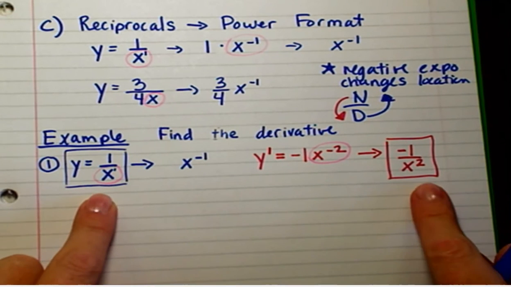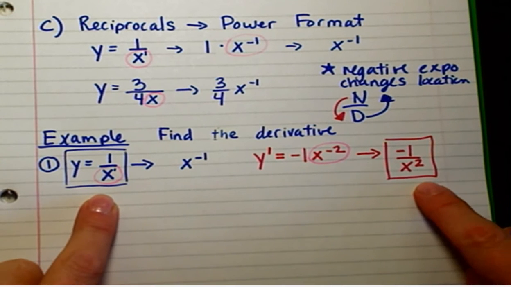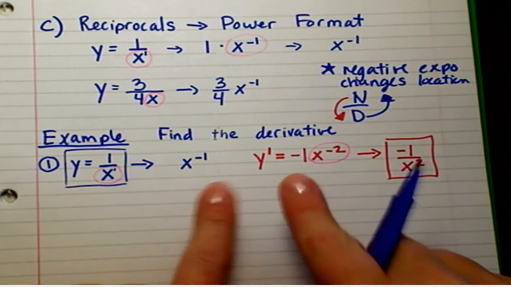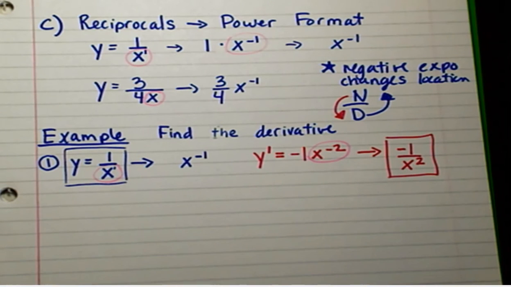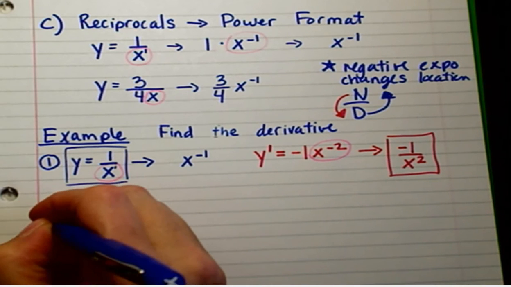Usually, whatever format you start with, that's the format you end with. But you can't use the power rule unless you're in power format. So you have a lot of rewriting to do on these problems.